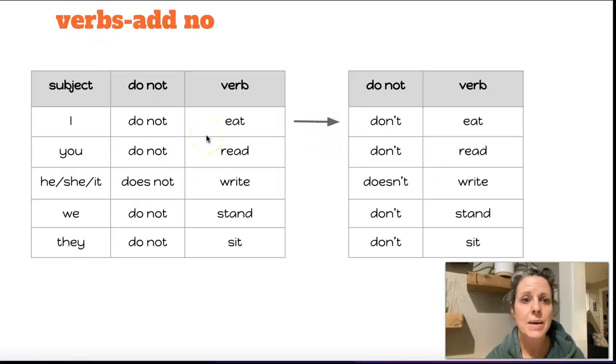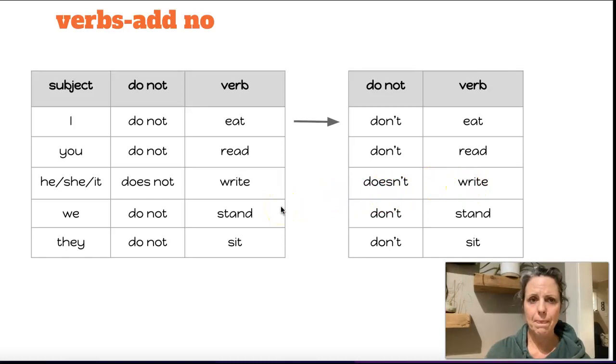We can also make it a negative. So I do not eat. And again, we can make a contraction by getting rid of the O in not. I don't eat. You do not read. You don't read. He does not write. He doesn't write.